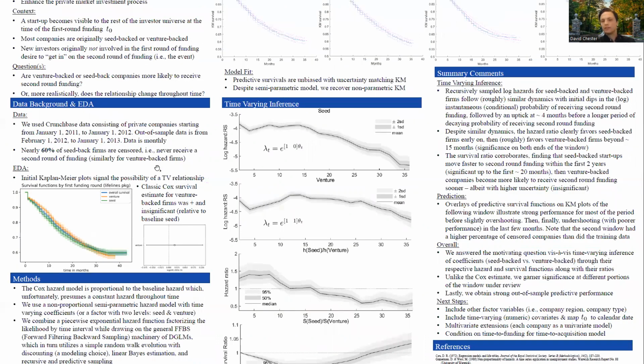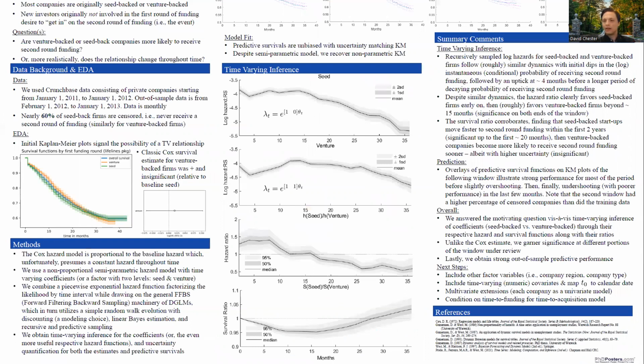Then, in terms of inference, we note that the recursively sampled log hazards for seed-backed and venture-backed firms follow roughly similar dynamics. Rather, we see initial dips in the log instantaneous conditional probability of receiving second round funding. Then we see an uptick at roughly 4 months before a longer period of decaying probability of receiving second round funding. Despite similar dynamics, the hazard ratio clearly favors seed-backed firms early on, then favors venture-backed firms beyond roughly 15 months. This finding is subtle, yet absolutely critical.